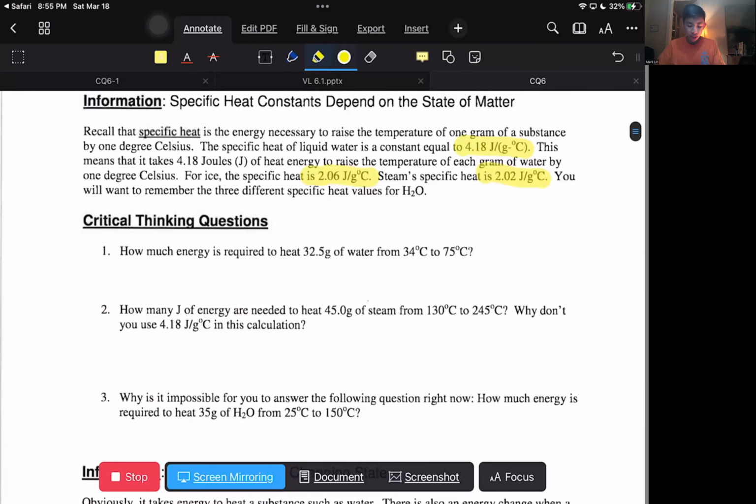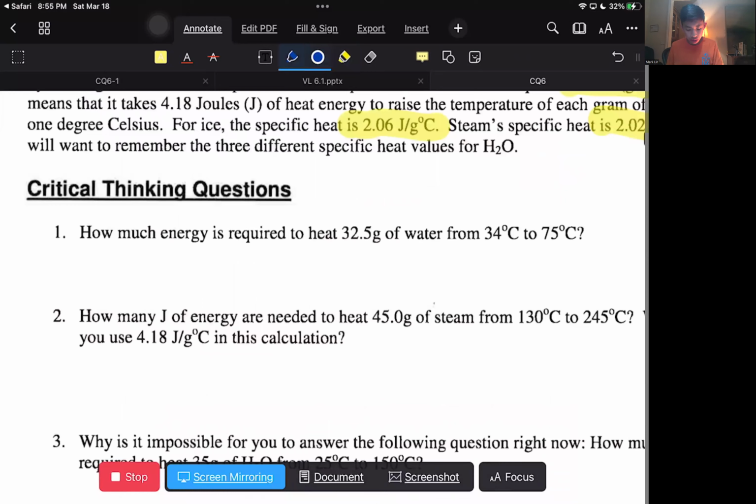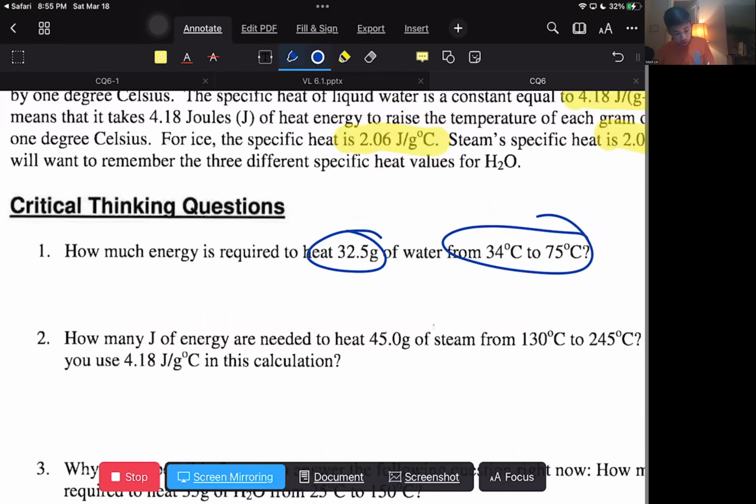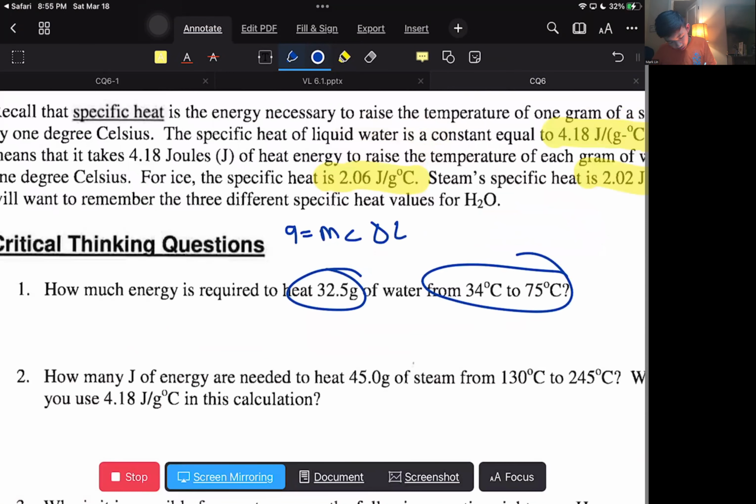Number one, how much energy is required to heat 32.5 grams of water from 34 to 75 degrees Celsius? So on a test, you're given this question and you don't know what to do. This is how you know which formula to use. You see grams and you see a change in degrees Celsius. You recall that the formula that has both mass and temperature is Q equals MC delta T, where M is the mass and delta T is the temperature change.